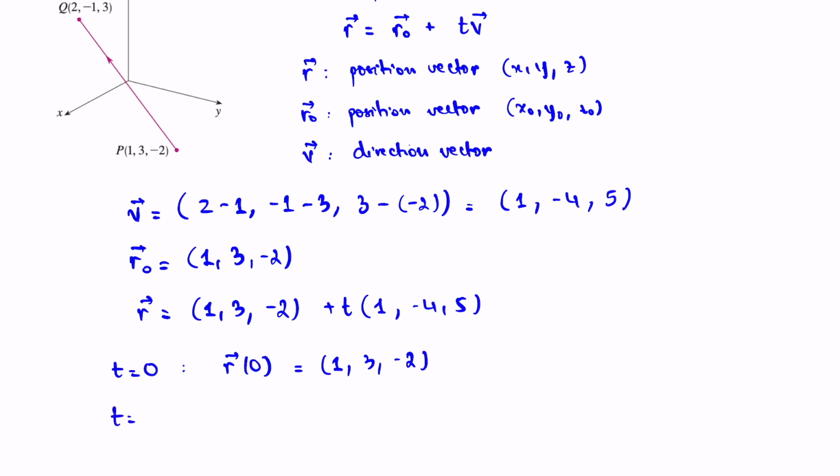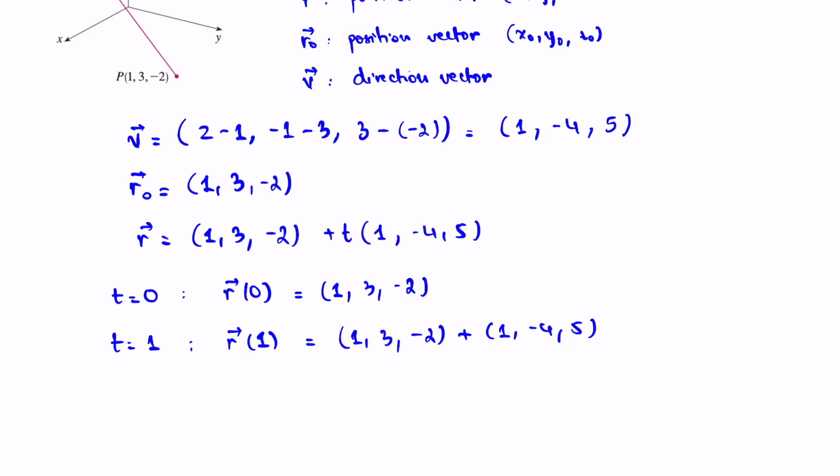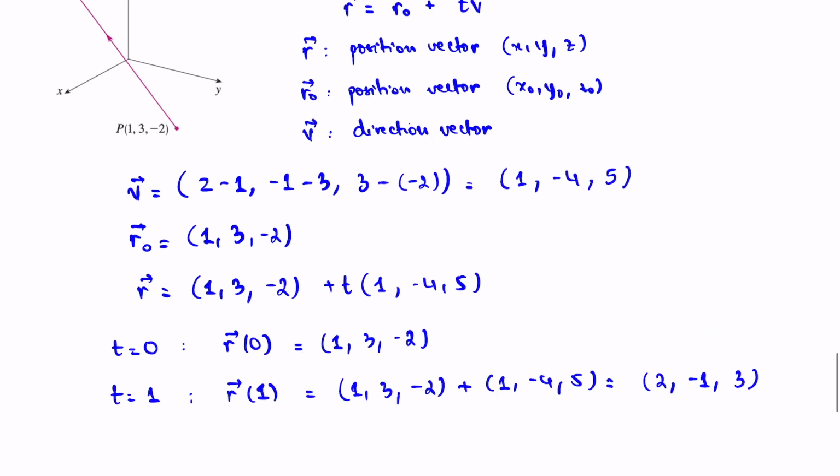And when t is equal to 1, you have R of 1 is going to be <1, 3, -2> plus 1 times <-4, 5>. If you combine these two vectors together, you're going to get <2, -1, 3>, which is the ending position, or the point Q. So when you parameterize, or find a vector valued function of the line segment in space connecting 2 points, the value of t usually, not always, runs from 0 to 1.